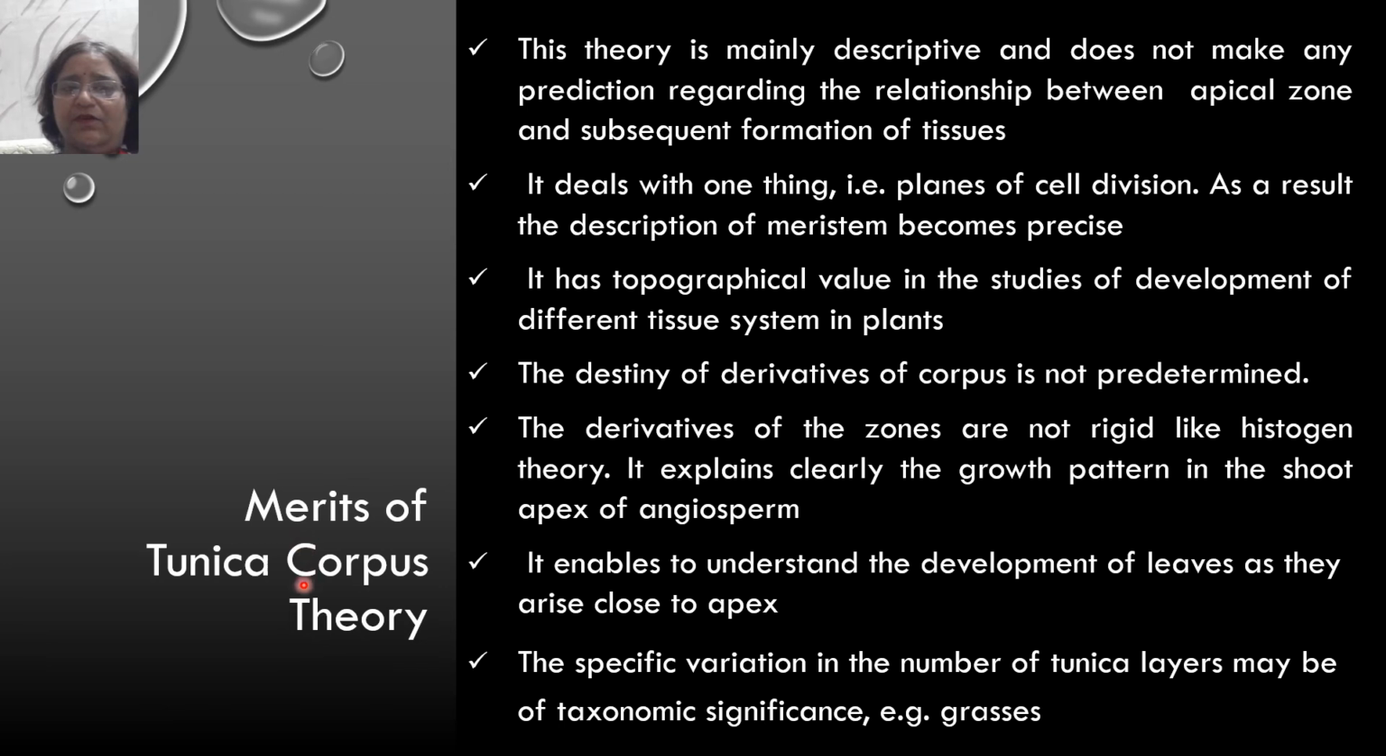What are the merits of the tunica corpus theory? This theory is mainly descriptive and does not make any prediction like Hanstein's theory. It doesn't have any predictions regarding the relationship between apical zone and subsequent formation of tissues. It deals with one thing, that is the plane of cell divisions. As a result, the description of meristem becomes precise. It says that this anticlinal division will give this, periclinal division will give this. So it merely describes the meristem.